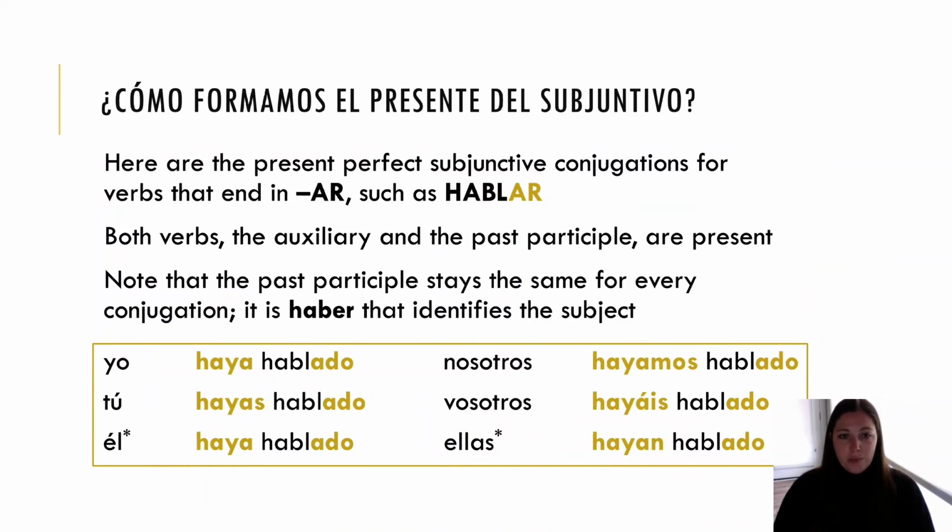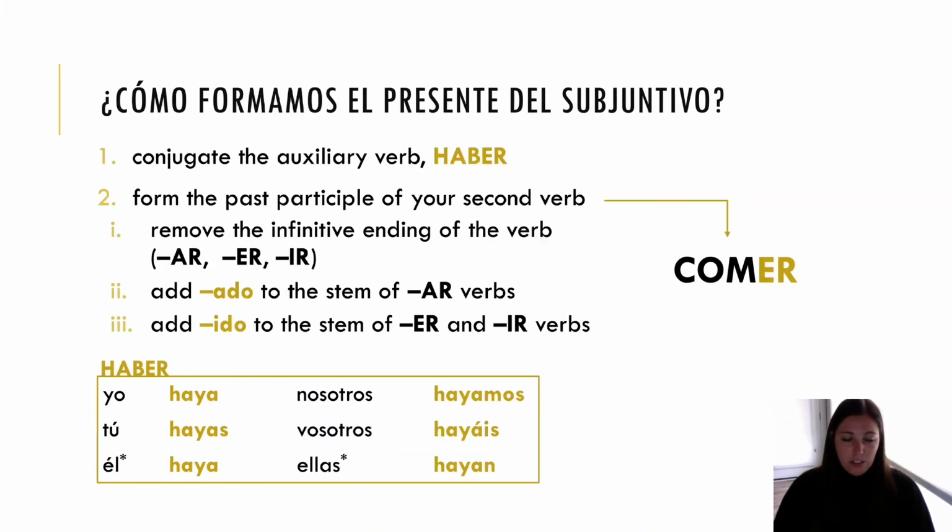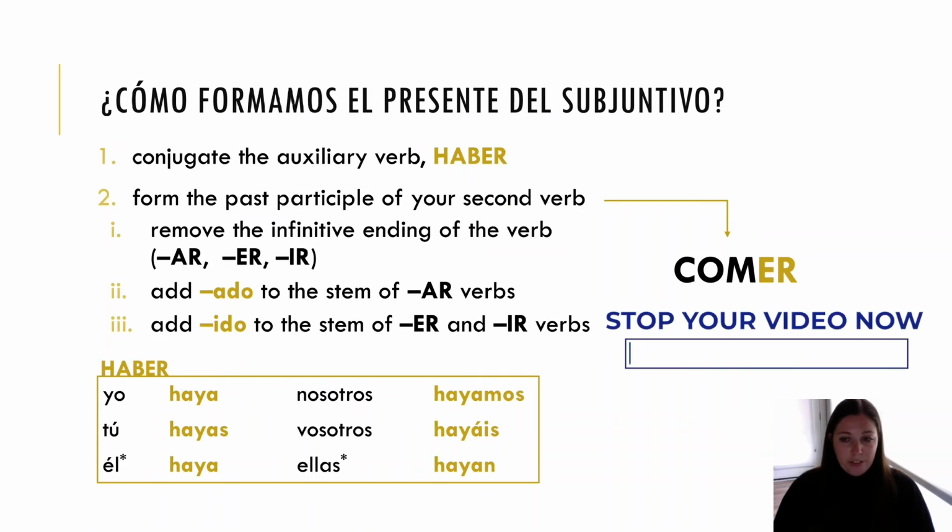So here are the present perfect subjunctive conjugations for verbs that end in ar, such as hablar. Both verbs, the auxiliary and the past participle, are present in these answers. Note that the past participle stays the same for every conjugation. It's the haber that identifies the subject. So here you can see your answers. Let's go ahead and do the same thing for an er verb such as comer. So follow the steps outlined here, and then the next slide will give you your answers.